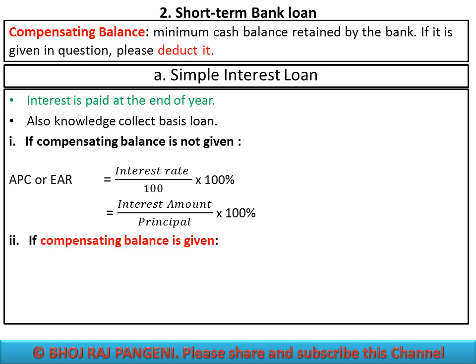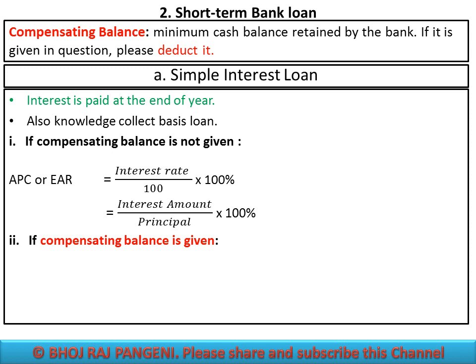And number point 2, if compensating balance is given. Look at the rate. If compensating balance is given, deduct it, okay? Deduct from where? APC or EAR, both APC or EAR. Interest rate divided by 100 minus CB rate. Have a look, CB rate is deducted from 100, okay? If compensating balance rate is given, then you can deduct it from 100.